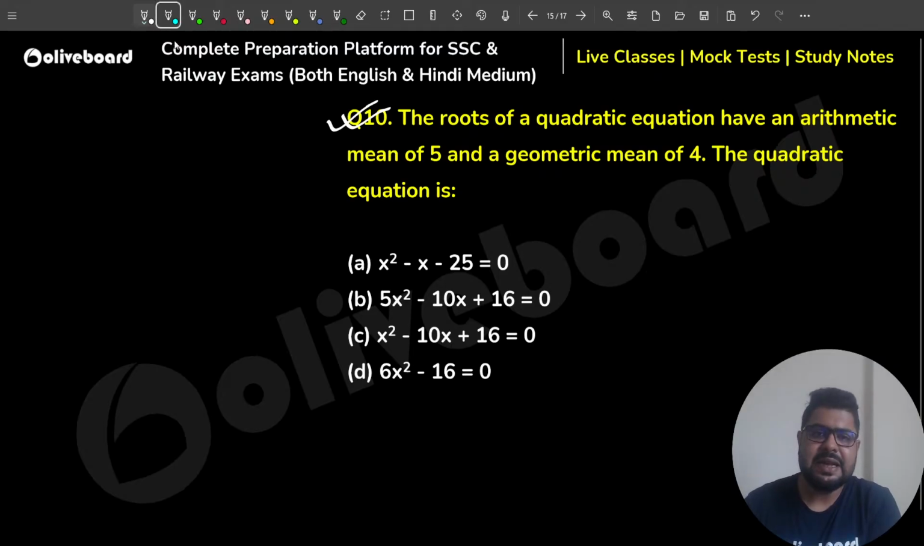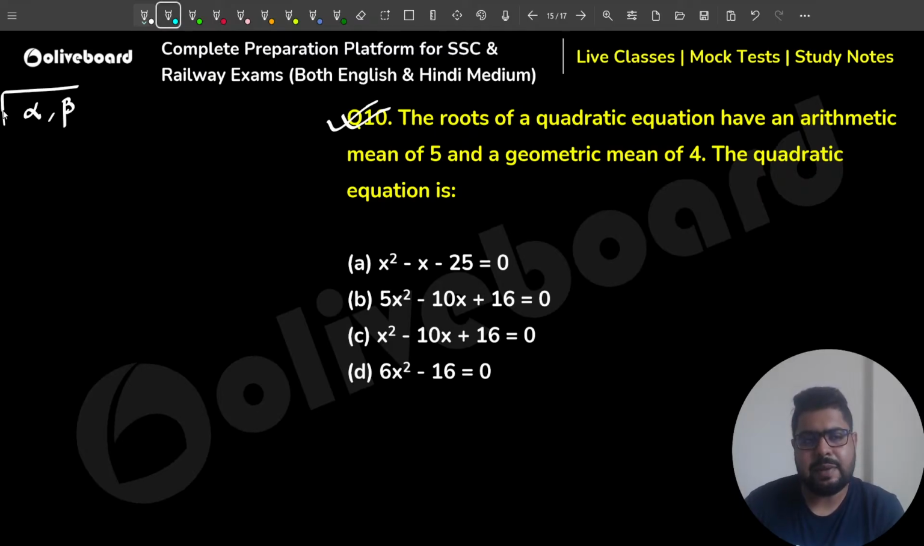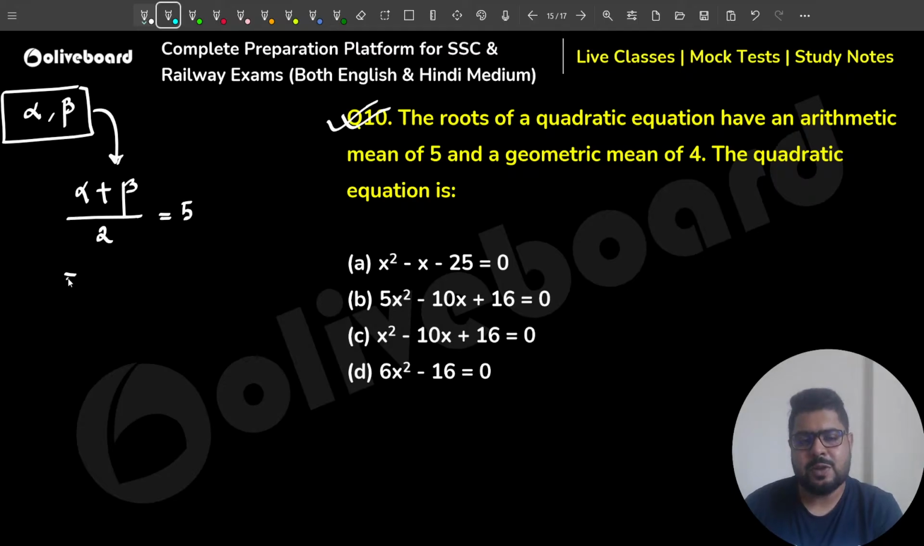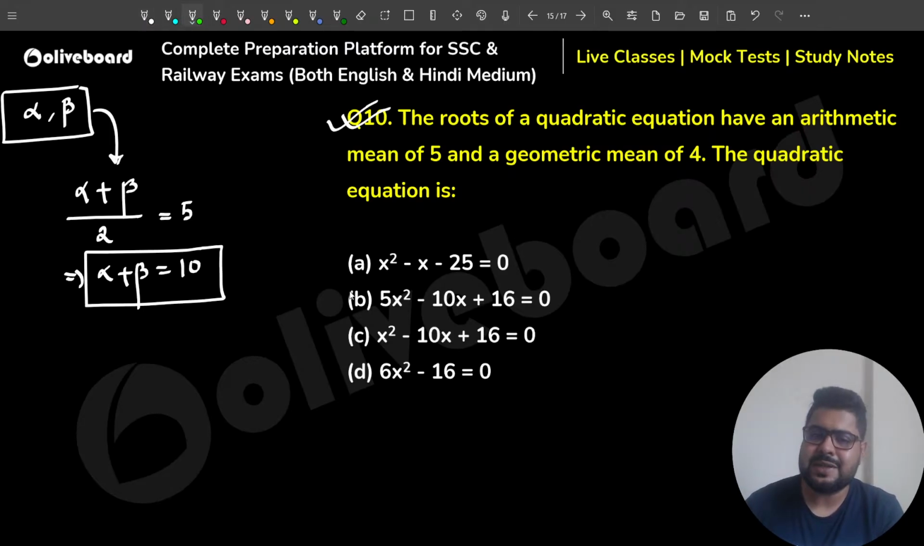Sir, you see what they have given you. Roots of the quadratic equation, let's take them as alpha and beta. So arithmetic mean meaning what? Sir, it means simple average. Alpha plus beta by 2 is given as 5. So in simple terms, alpha plus beta is 10. So if you look at the options, option B and option C, sir, which can be the answer? Only C can be the answer because B by A comes out to be 10 only in this case.